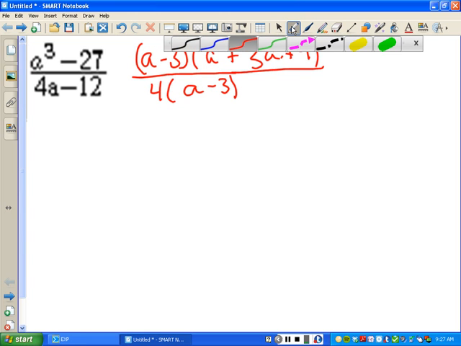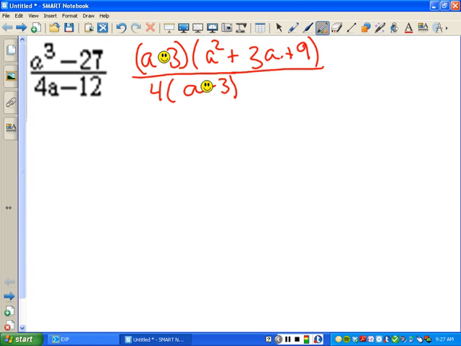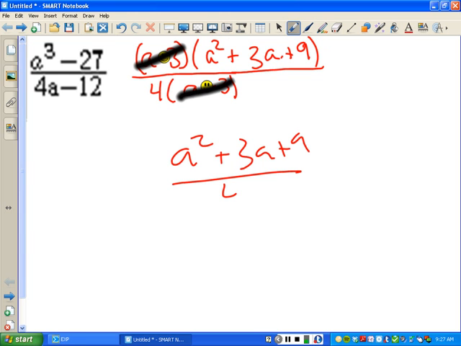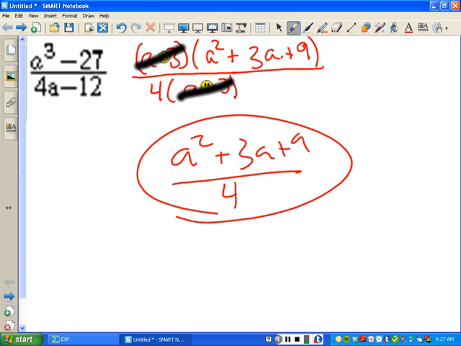All right. Do we recognize anything that is the same? A minus 3 and A minus 3 are the same. We can cancel those, yes? What are we left with? A squared plus 3a plus 9 over 4, and that is your final answer.